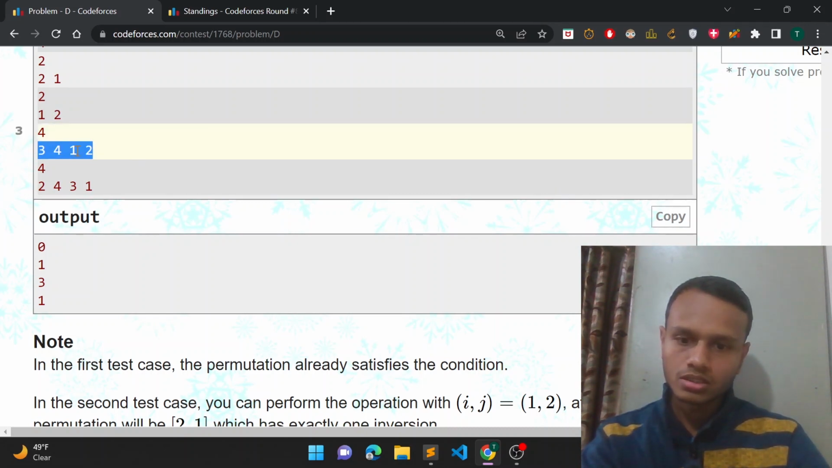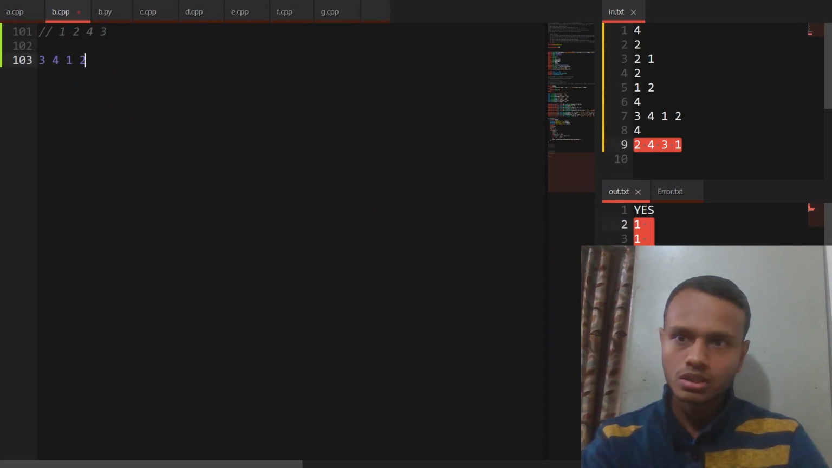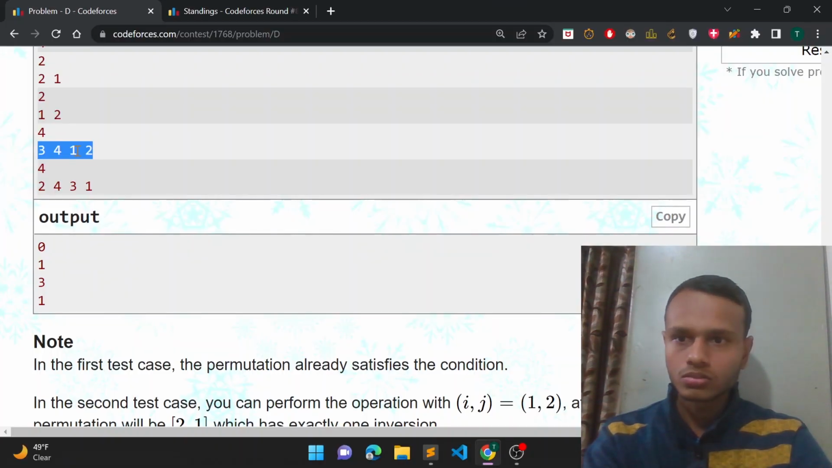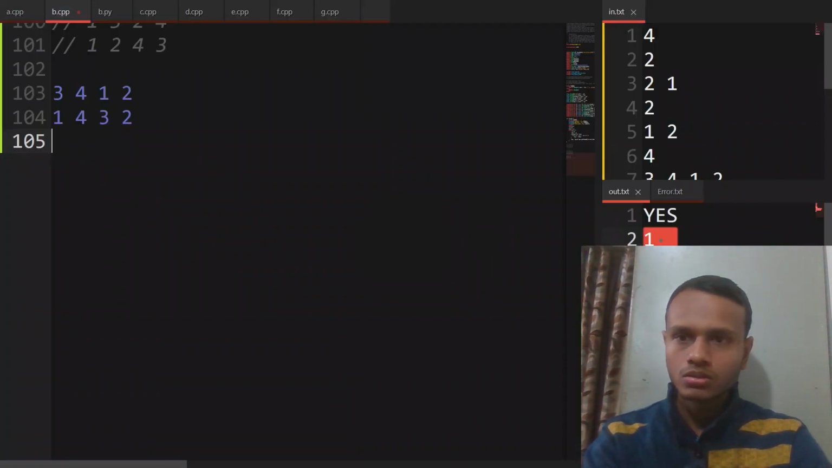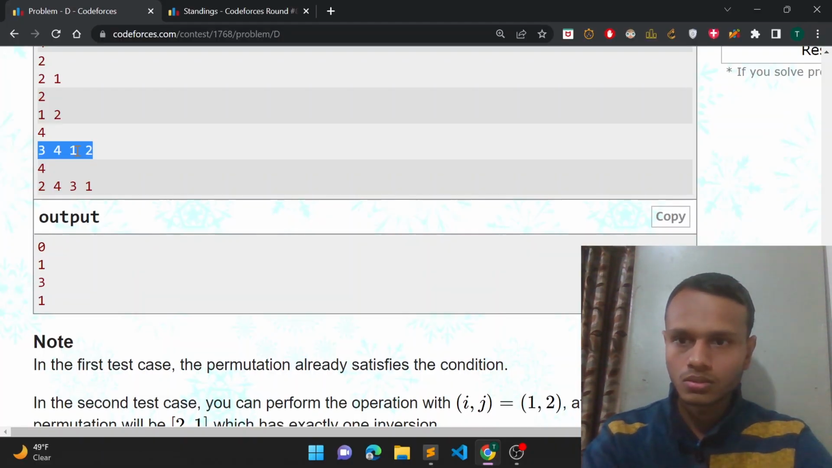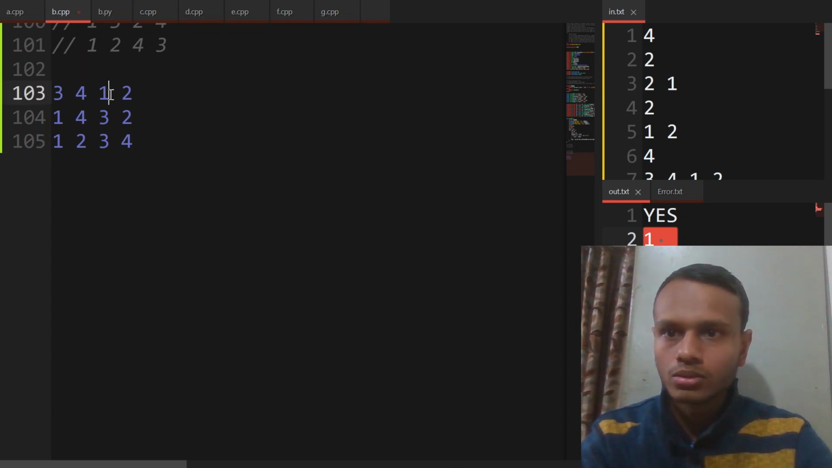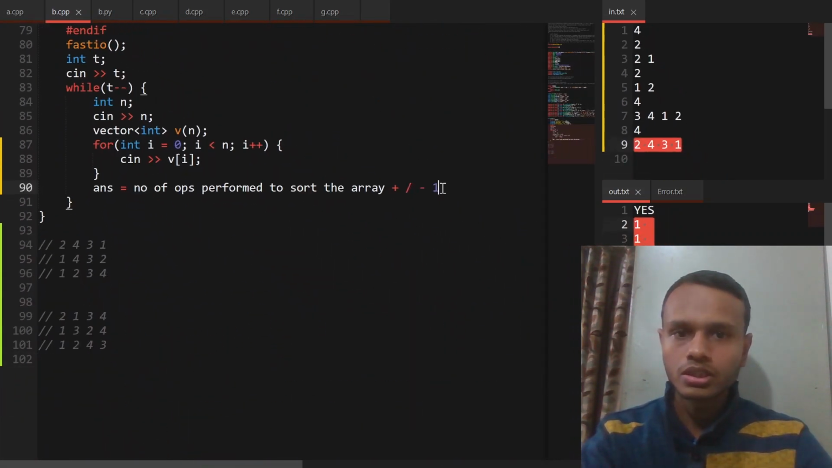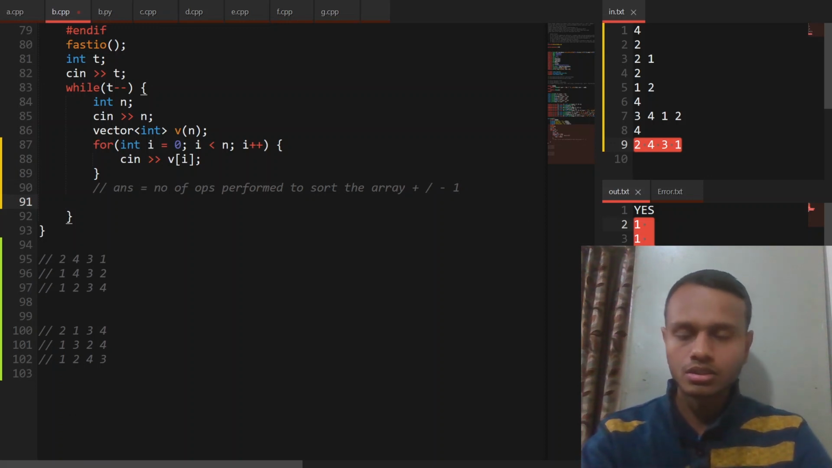Like in this case, the number of operations needed to sort the array is, okay, so first 3, 2, now just one more swap. Swapping first and third, and second and fourth. Now if I try to do the same operations here, yeah, the array will not give me only one inversion. Okay, so I think if it is right, then my code should work.